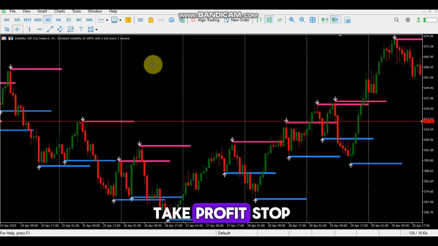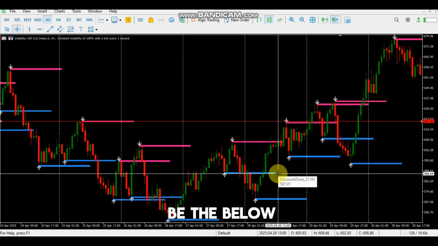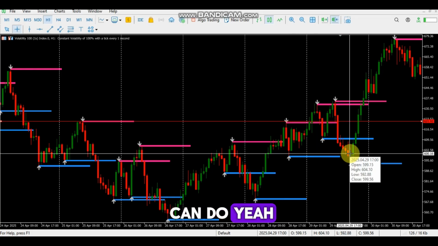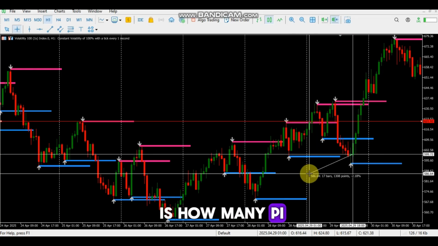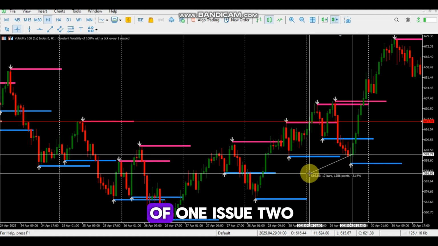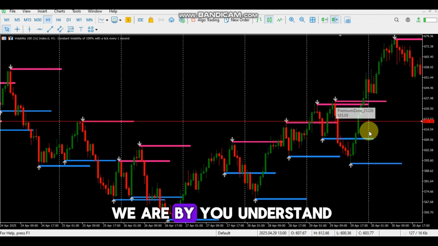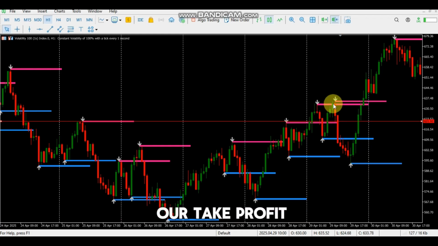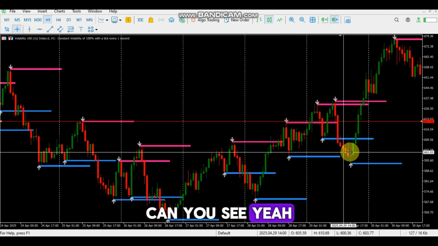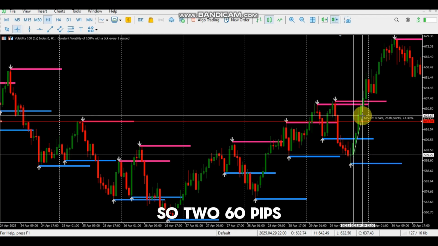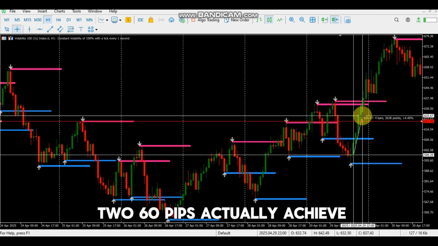You set your take profit. Stop loss will be below the FVG candle. Can you see how many points that is? That's 130 pips. So with 130 pips, you can make use of 1:2, or you target the higher high since we are buying. You understand? So this will be our take profit, or you target 260 pips, which is 1:2. So if it is 260 pips, can you see our 260 pips actually achieved?